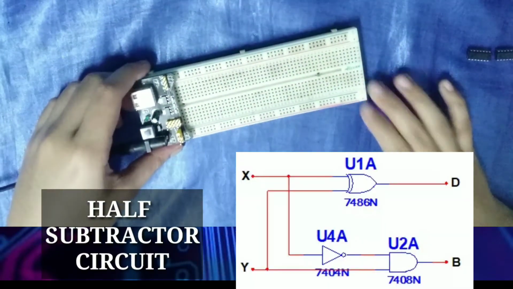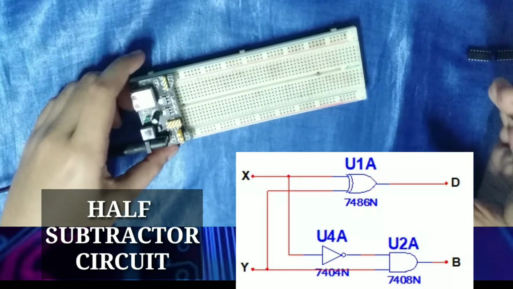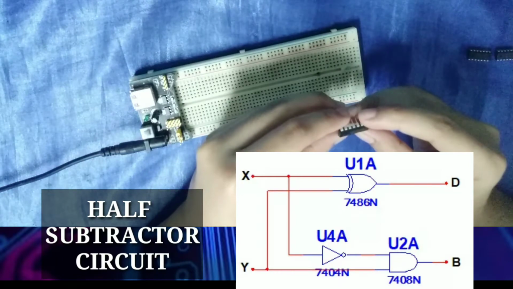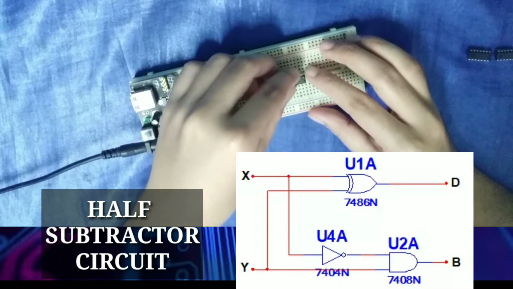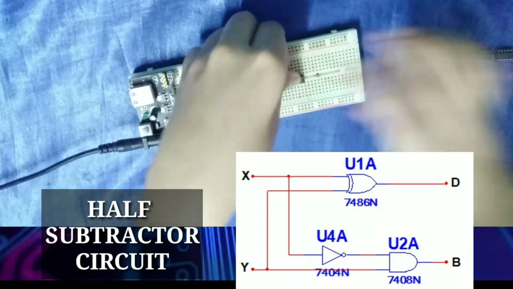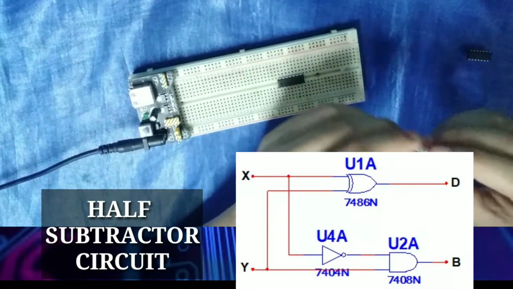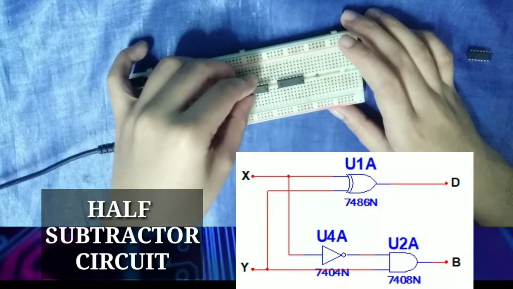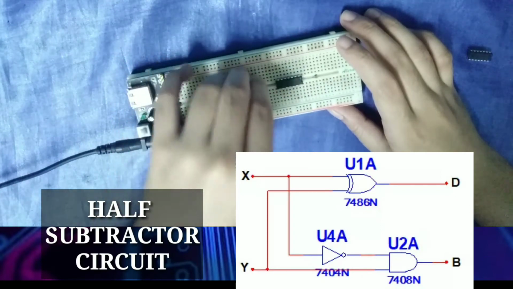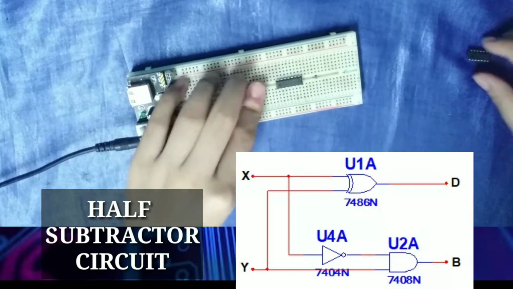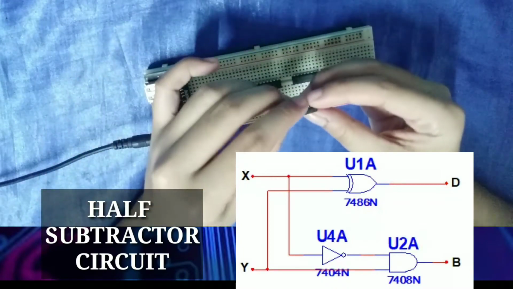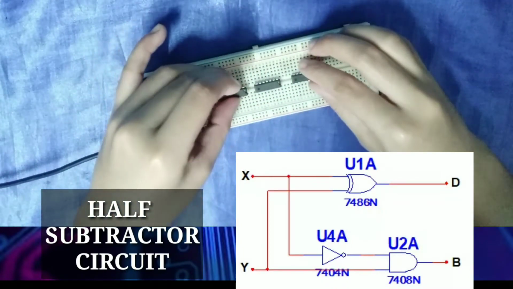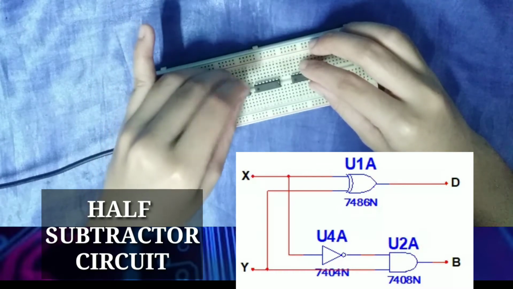Now for our part 2, which is our half subtractor circuit, we will be needing again a 7486 integrated circuit, and the next one that we will be needing is the 7404 integrated circuit, and the last one again will be our 7408 AND gate. So these will be the 3 integrated circuits that we will be needing.